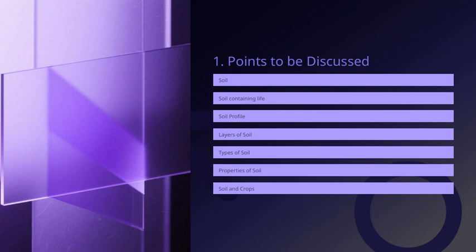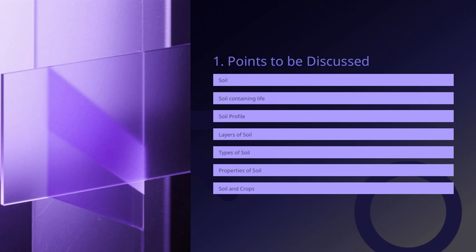Then, we'll examine the various layers of soil, from the topsoil to the subsoil and beyond, and see how each one contributes to the overall ecosystem. Moving on, we'll look at the different types of soil, such as sandy, clay, and loamy soils, and how their unique properties influence farming practices. Speaking of properties, we'll also cover the essential physical and chemical features of soil, like texture, structure, pH, and nutrient content, that determine its suitability for crops.